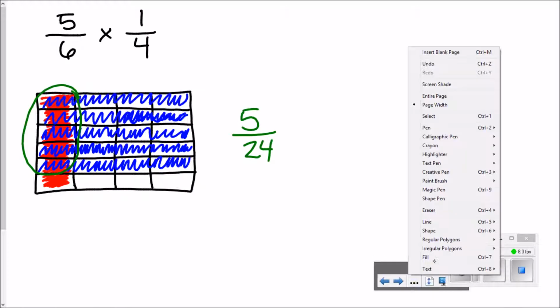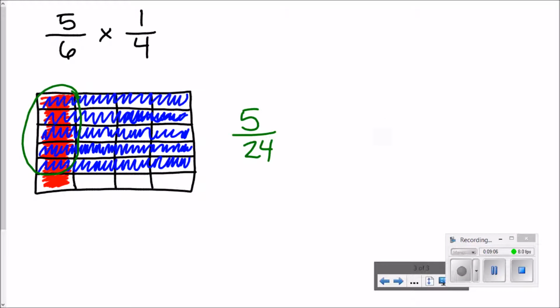Now I'm going to go back and use the standard algorithm. Numerator times numerator. 5 times 1 is 5. And then denominator times denominator. 6 times 4 is 24. Alright, this answer cannot be simplified because 5 and 24 only share 1 as a common factor. So therefore, 5/24 is the final answer. Alright, this is just 3 quick examples on multiplying fractions using models and the standard algorithm.